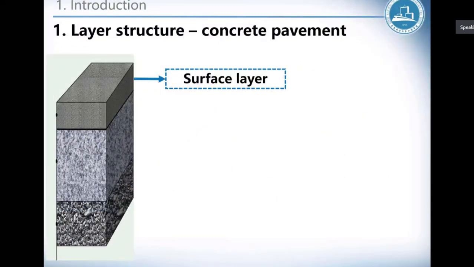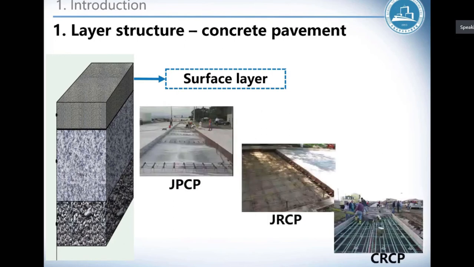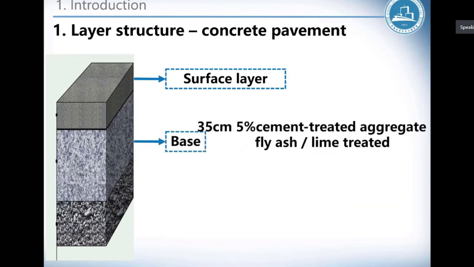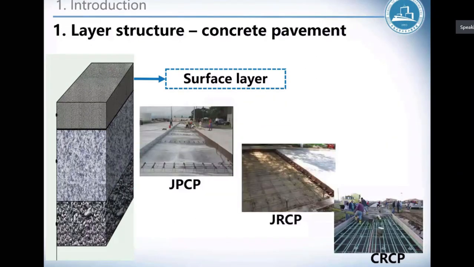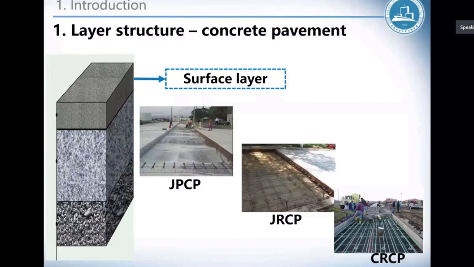The next part is the concrete pavement. The pavement structure is very similar to the asphalt pavement, and it also contains the surface layer, the base layer, and the cushion layer. The difference is mainly in the surface layer. The surface layer is one layer of cement concrete. There are three common types of concrete pavements: the GPCP, GRCP, and CRCP.